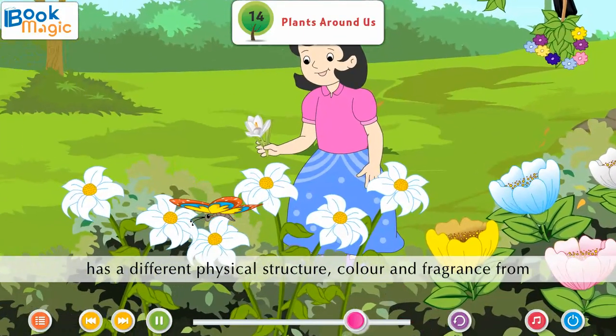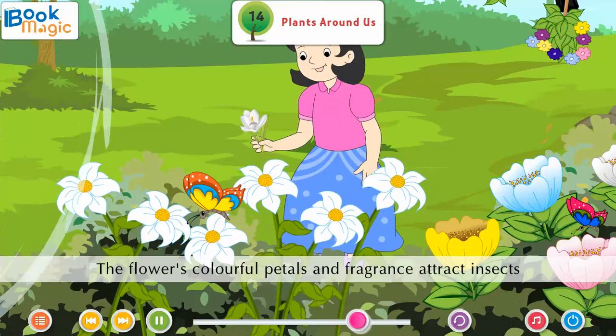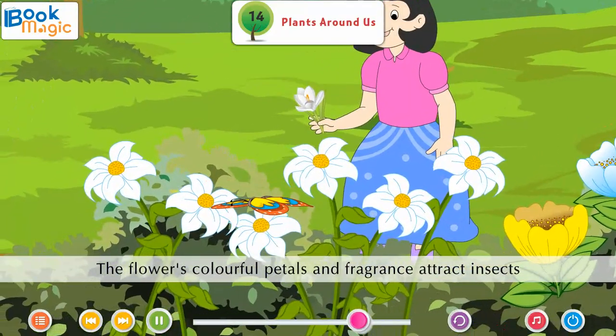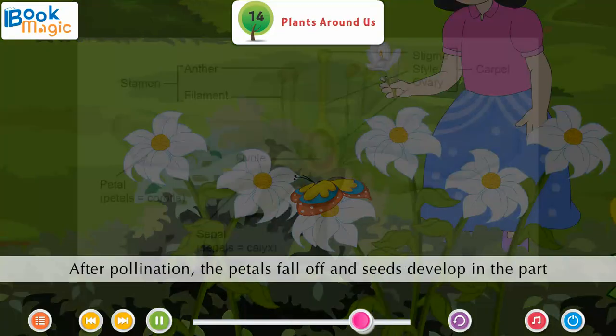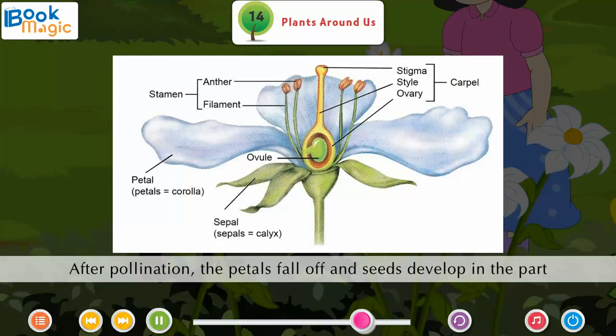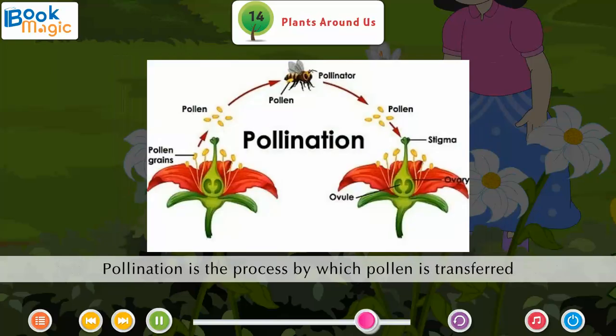Flowers. Flowers are the most attractive part of a plant. Each flower has a different physical structure, color, and fragrance from those of other flowers. The flower's colorful petals and fragrance attract insects and bees to pollinate the flower. After pollination, the petals fall off and seeds develop in the part of a flower called the ovary. The ovary itself usually becomes the fruit.